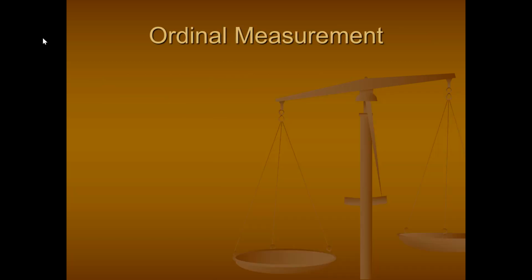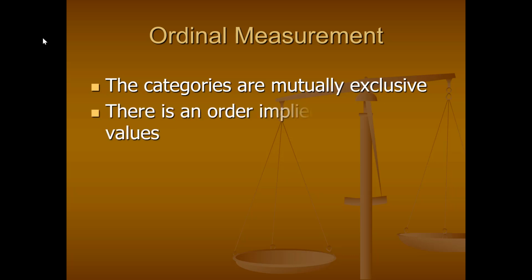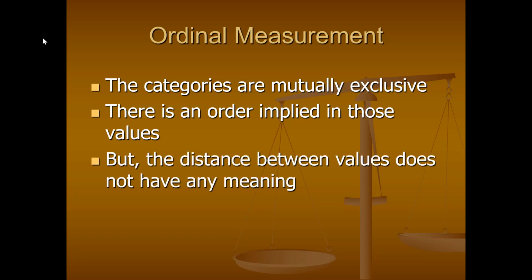Ordinal variables are also sometimes called categorical, but ordinal are different from nominal. Well, actually, here's something that they have in common. Again, the categories are mutually exclusive, but the difference is that now there is some sort of order implied in those values. But now those numbers actually do mean something. We have a little bit more information. We know that they are implying a certain order. But the distance between the values does not have any meaning.